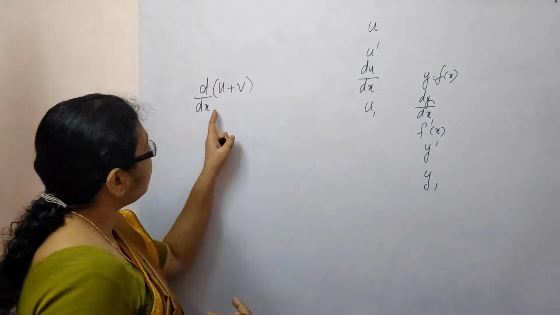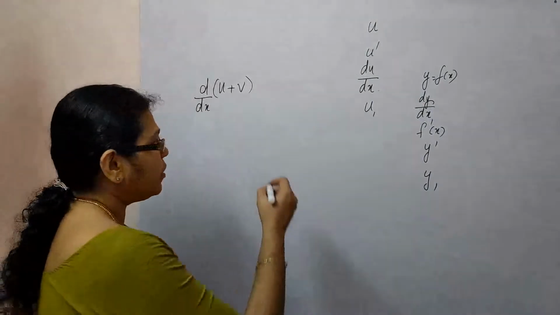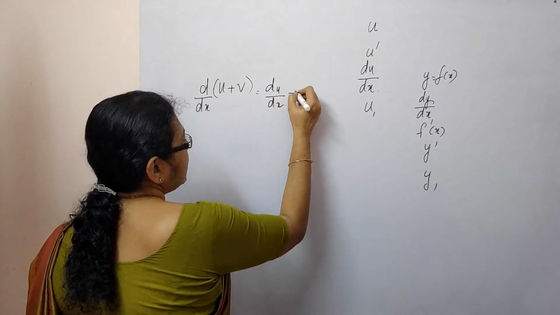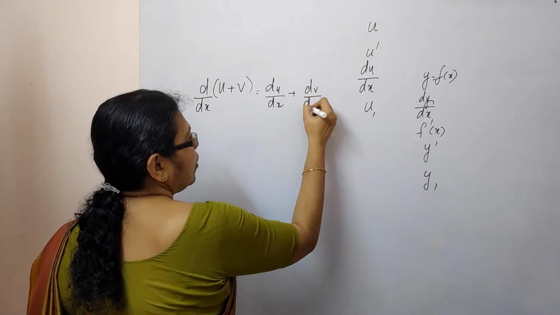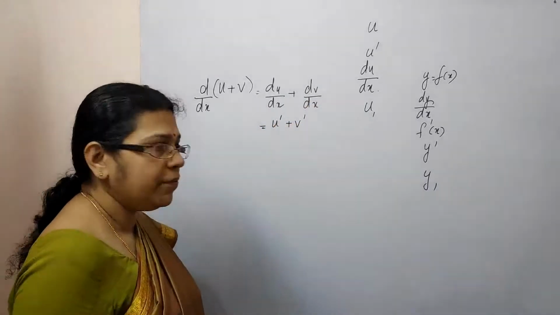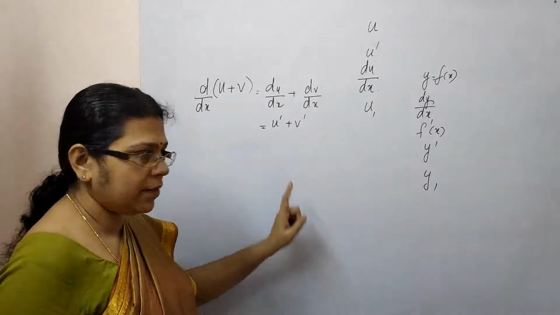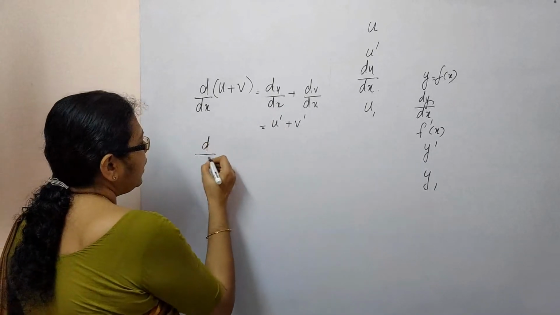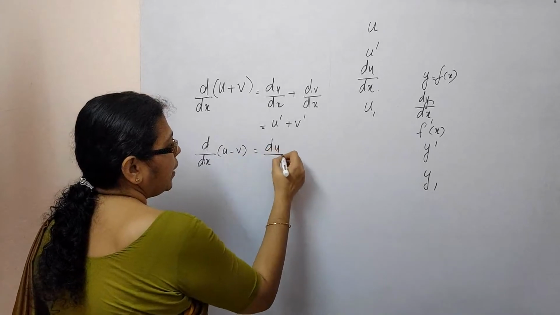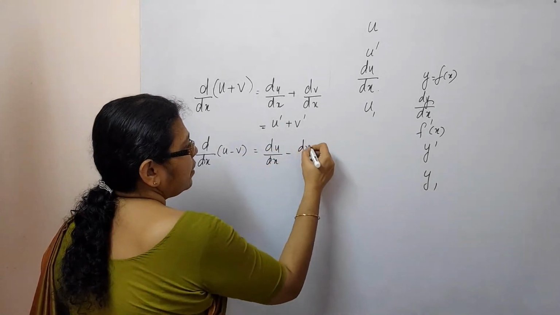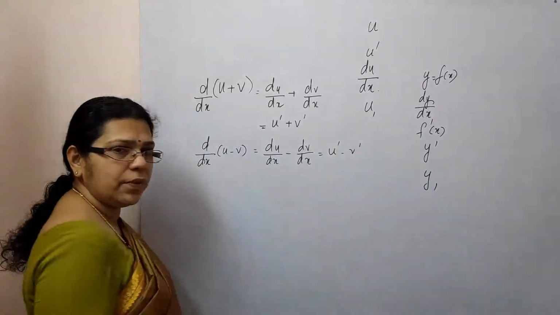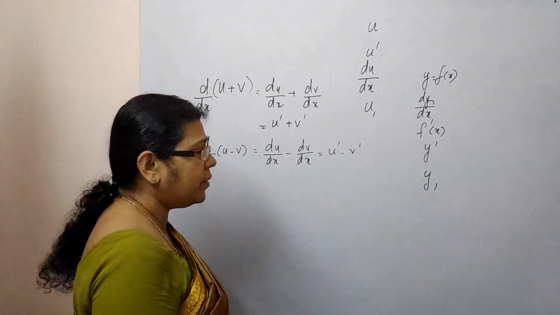So d by dx of u plus v. What is d by dx of u plus v? That is du by dx plus dv by dx, or you can even write it as u dash plus v dash. This dash notates the first derivative. Now d by dx of u minus v. That is du by dx minus dv by dx, which is equal to u dash minus v dash. Whichever way you feel comfortable with, you can use.